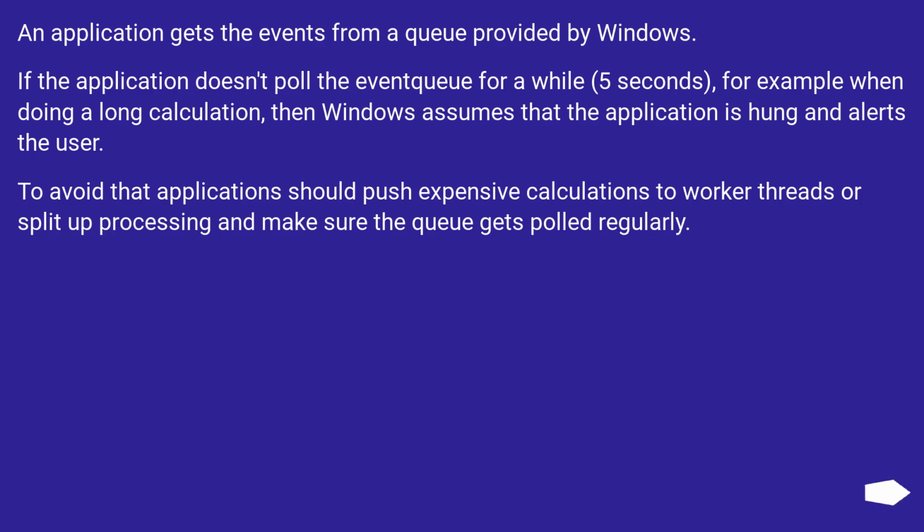An application gets the events from a queue provided by Windows. If the application doesn't poll the event queue for a while, 5 seconds for example, when doing a long calculation, then Windows assumes that the application is hung and alerts the user. To avoid that, applications should push expensive calculations to worker threads or split up processing and make sure the queue gets polled regularly.